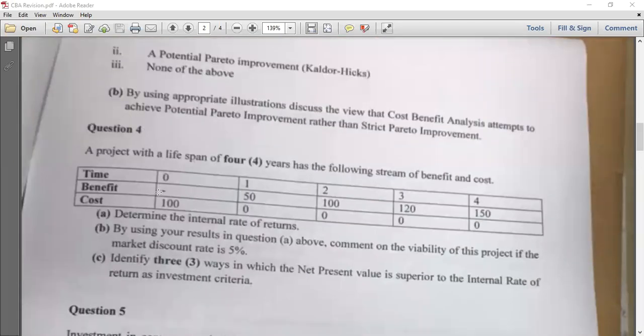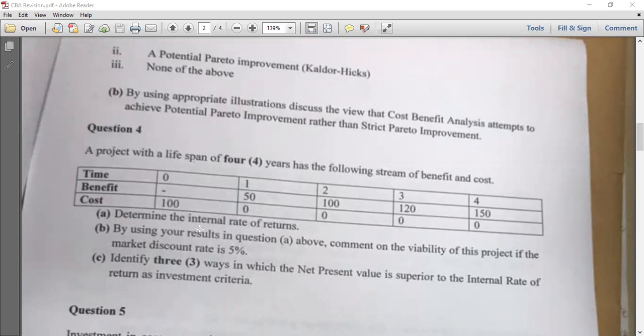Let's start with question 4. A project with a lifespan of 4 years has the following stream of benefits and costs. We have the time from the base year to the fourth year, and then the benefits. In the year that the project was made, there was no benefit, and the project only incurred an initial cost of 100. We are to determine the internal rate of return.